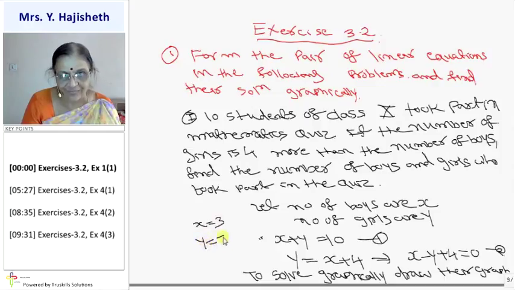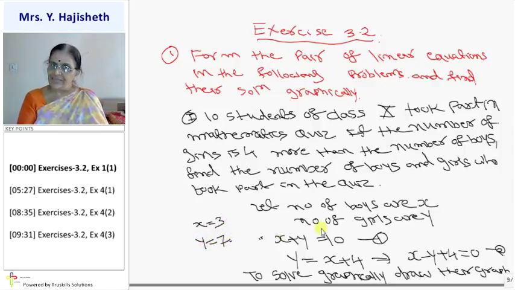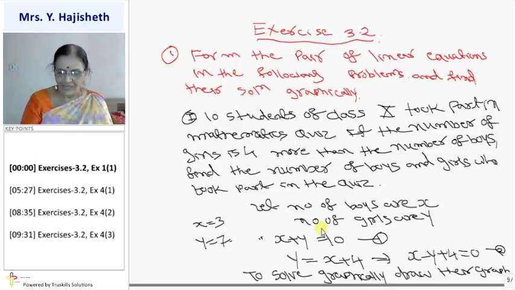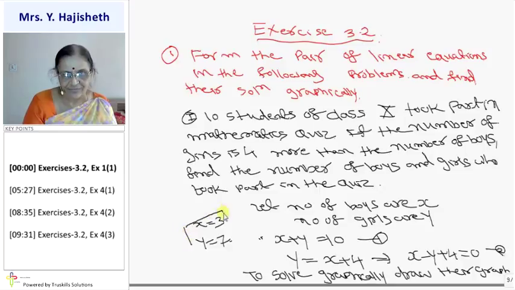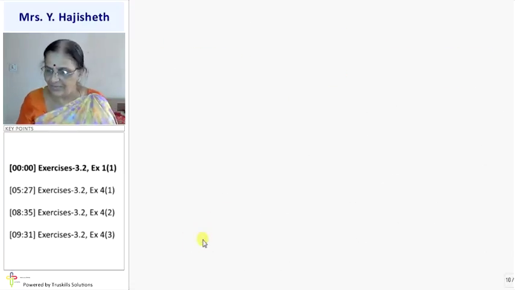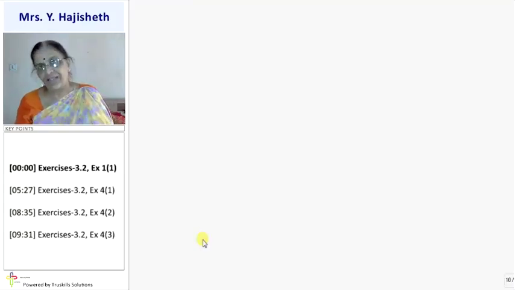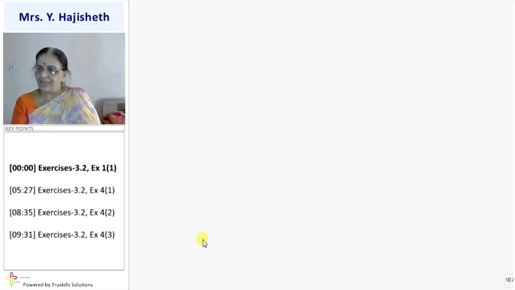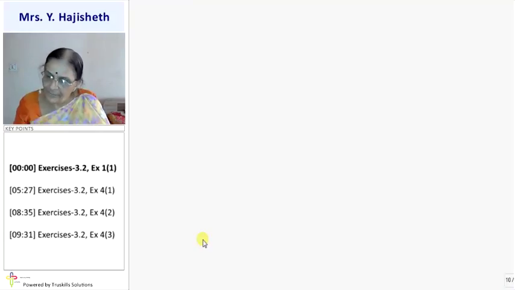I verify also: x is 3 and y is 7. Do you remember? If I put x is 3 and y is 7, x plus y is 10, and x minus y plus 4 is also 0. Clear? So this sum we did in the last lecture, okay? We did the first sum, and its graph we have already drawn. Now see, first, second, third we completed.